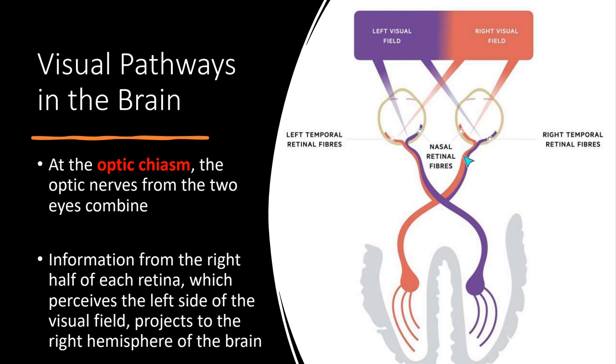And then we've also got a nasal region of the retina. These are the parts of the retina that are closest to your nose. So for each visual field, we're getting information from each eye, basically.